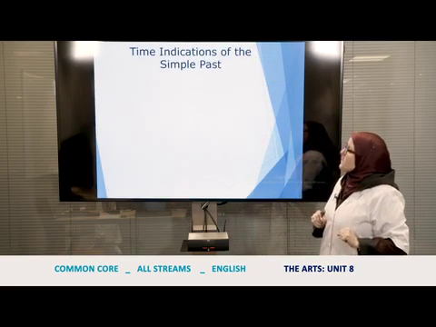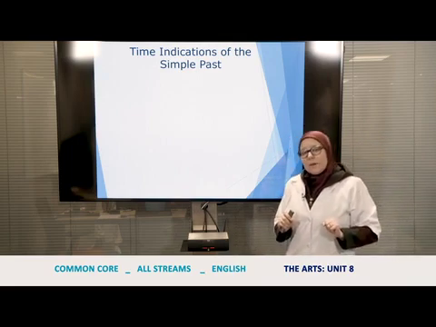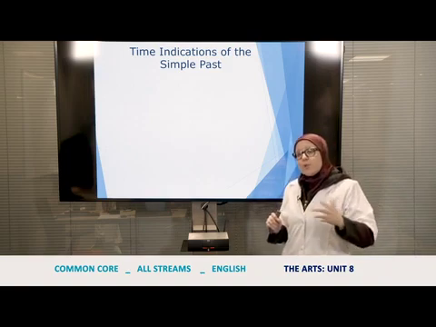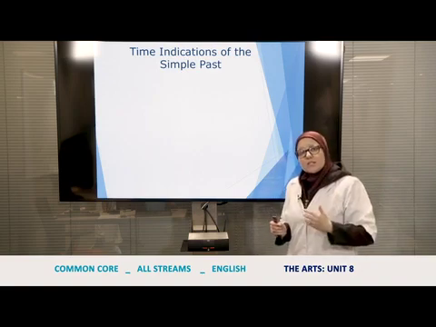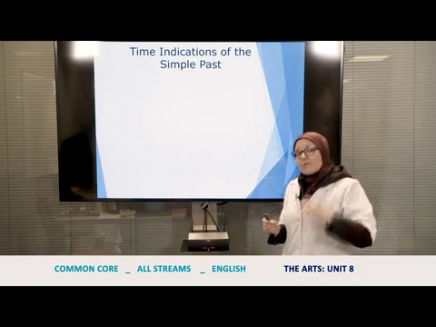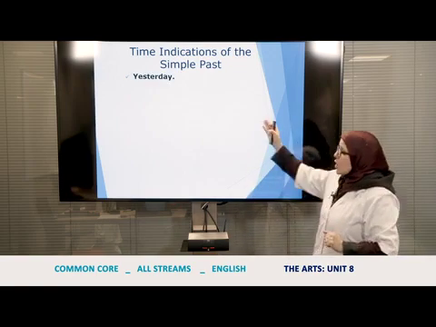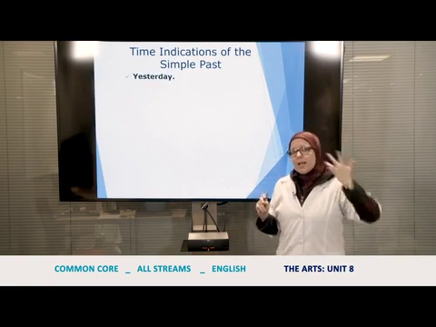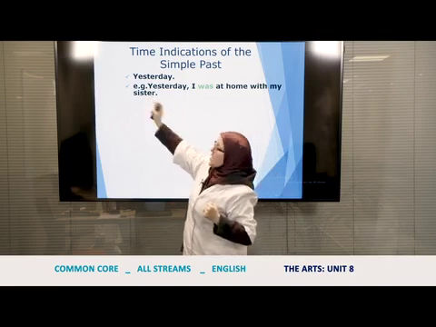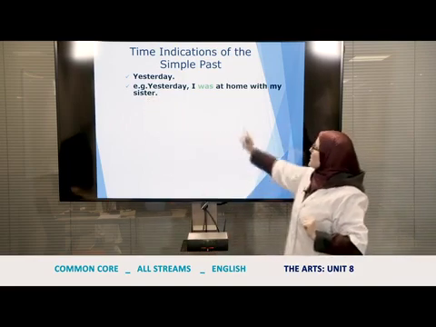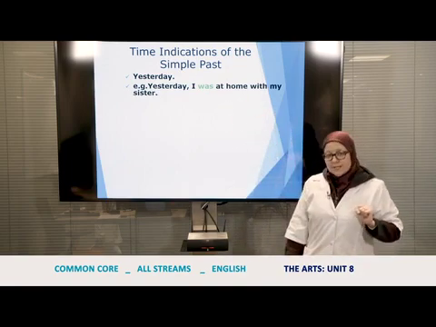Now, here come some indications of time we use along with the past simple. Normally, with the present simple or the present continuous, we have time expressions. If we take, for example, the present continuous, we have at the moment, now, right now. Even for the simple past, we sometimes have indications. We use yesterday. Yesterday means one day before. I show you the example over here. By the way, E.G. is short for example. So, yesterday, I was at home with my sister.